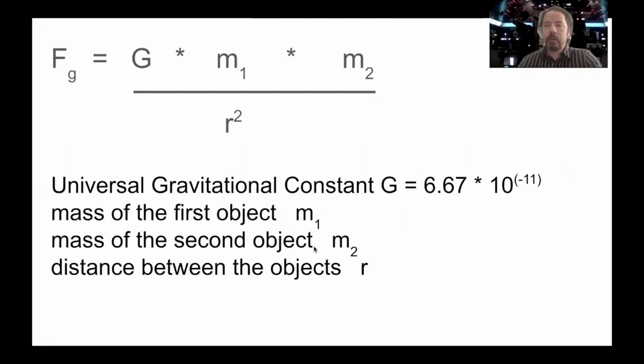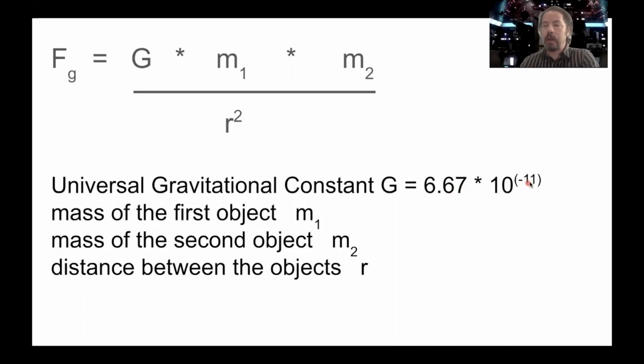So this is Newton's equation for gravity. He said the force due to gravity equals the mass of the first object times the mass of the second object divided by r squared. Later on, Henry Cavendish came along and came up with the gravitational constant in order to make the numbers actually come out correctly. So the universal gravitational constant is G. It's 6.67 times 10 to the negative 11th power.